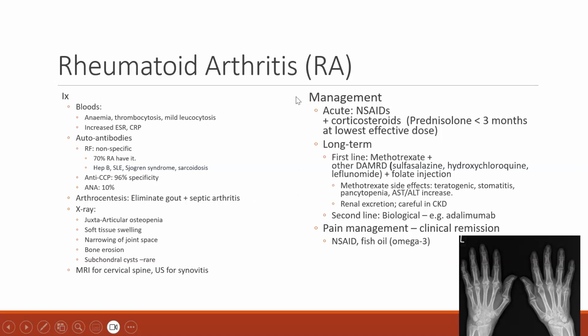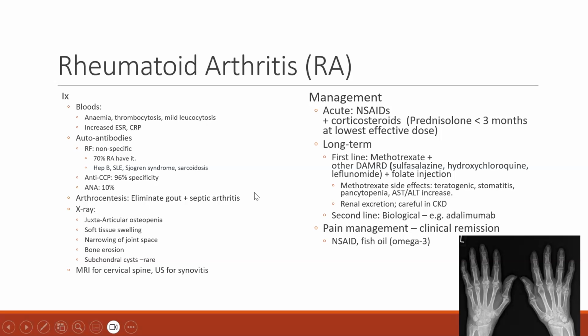Management: in an acute attack, NSAIDs and steroids for less than 3 months. Long-term, first line is methotrexate plus another DMARD and folate. Keep in mind methotrexate side effects. You can't give it to pregnant women, and whatever else is listed here. It's also renally excreted, so be careful with people with kidney disease. Second line biologicals can be monoclonal antibodies like adalimumab.